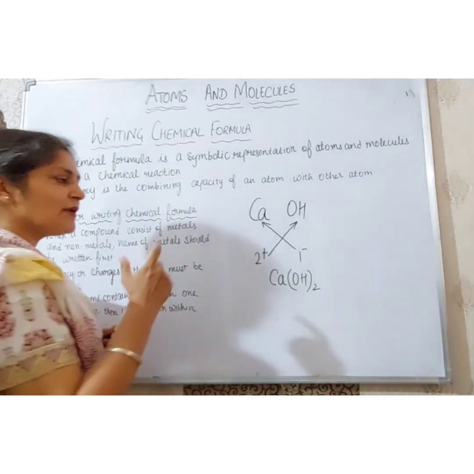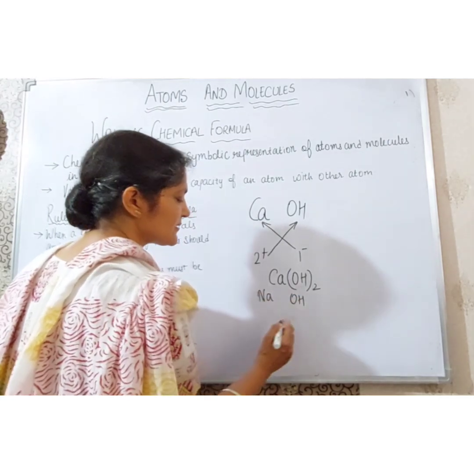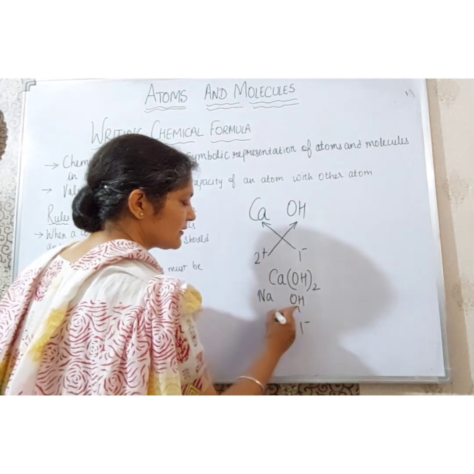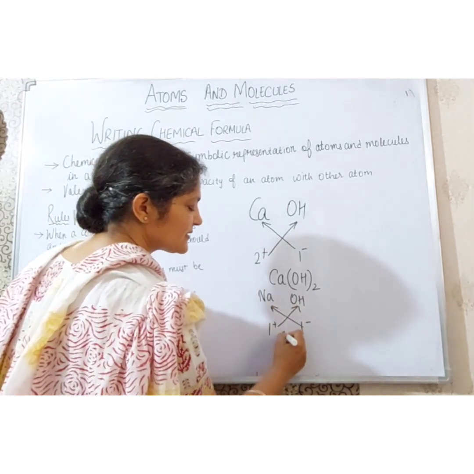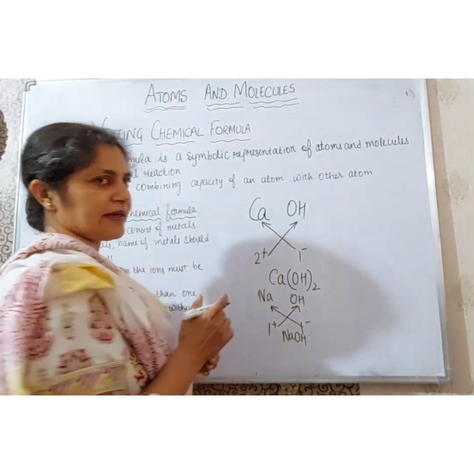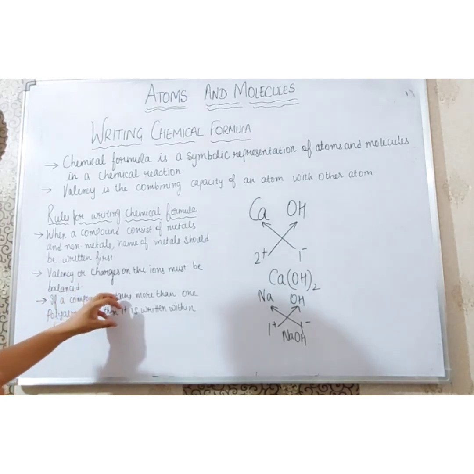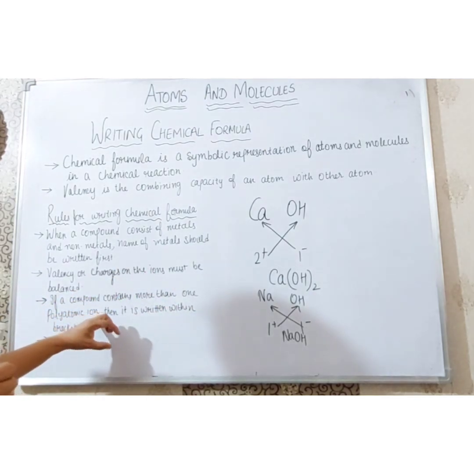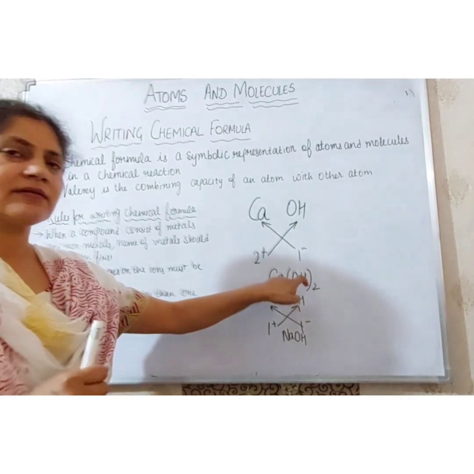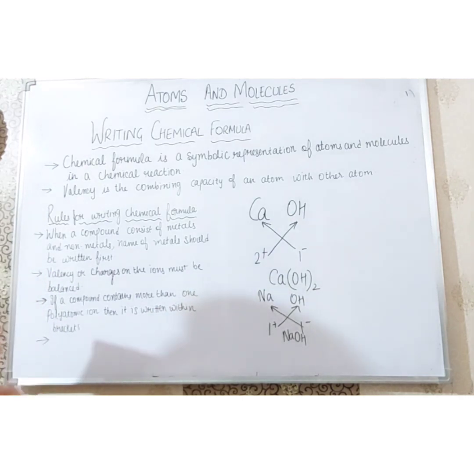If there is one valency, like, students, sodium and hydroxide, they both have one valency, then we will write simply sodium hydroxide. Then we will not put brackets. Right, students? So if a compound contains more than one polyatomic ion, then it is written within the brackets. So this is the simple way of writing the formulas.